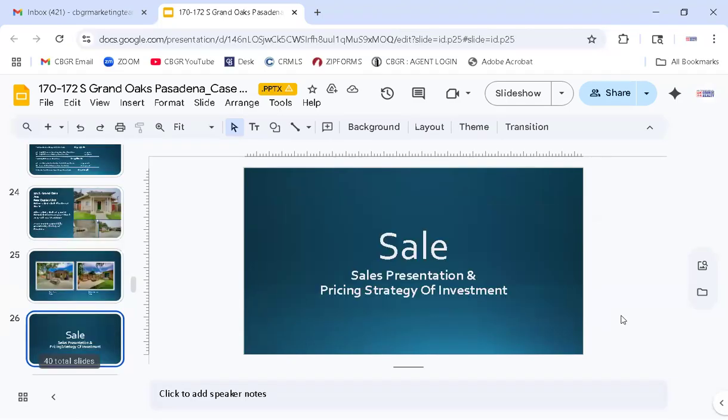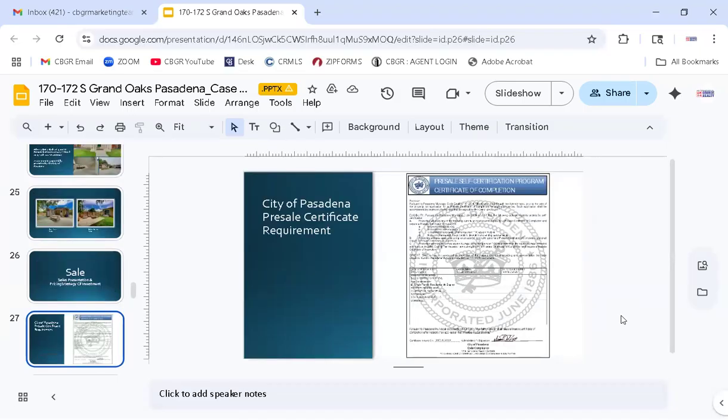Next slide. Sales presentation. Next slide. Here is what is the magic. This is the city of Pasadena's pre-sale certificate of completion. This allowed me to list the property and have the full support of the city to sell the property. They are very, very smart. If you don't have this piece of paper, you can't sell the property. You don't know what you don't know that you don't know it.